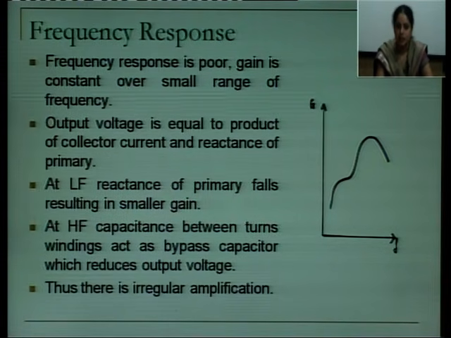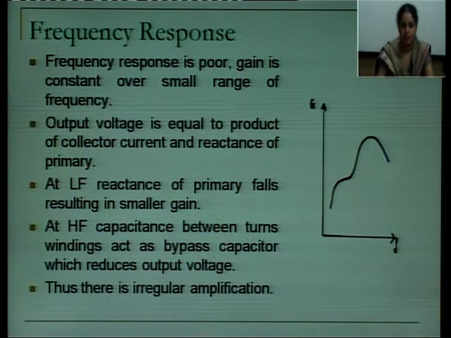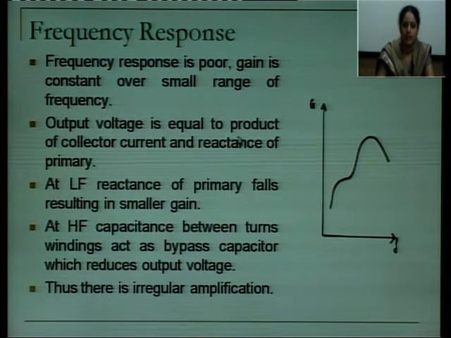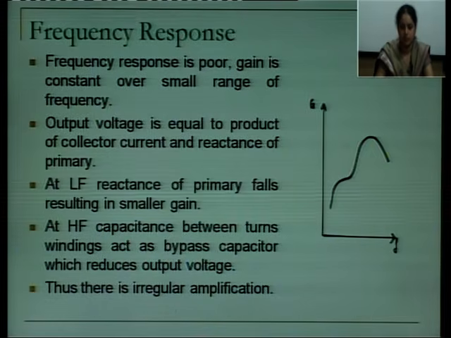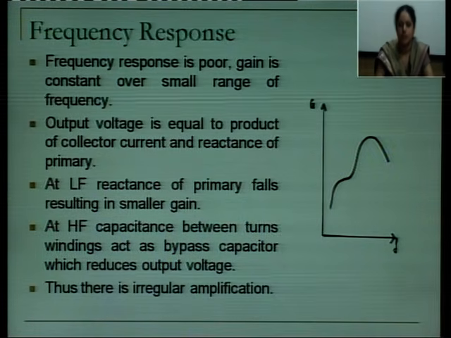Now, your next topic, the transformer coupled amplifier frequency response. Frequency response is poor; gain is constant over a small range of frequency. Output voltage is equal to the product of collector current and reactance of primary. Collector current is denoted by IC and reactance of primary is denoted by XC. So output voltage Vout is equal to IC into XC. As your frequency varies, your reactance varies. When frequency is low, reactance decreases; when frequency is high, your reactance increases. This affects your output voltage.